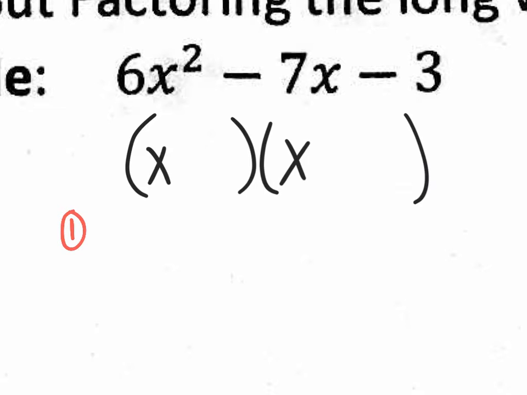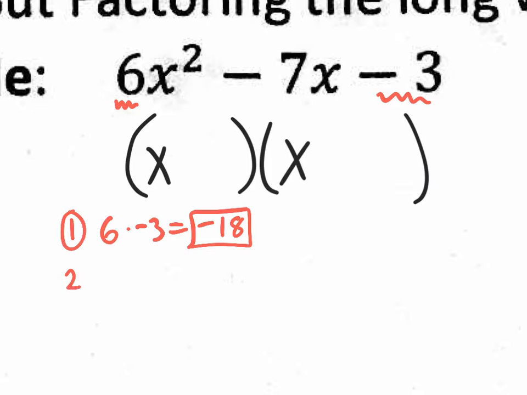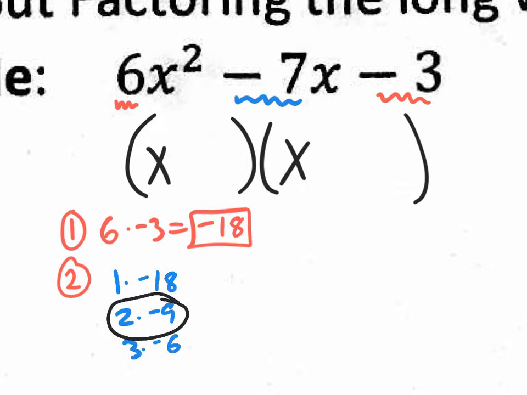Step 1 was to multiply a times c. A is 6, c is negative 3. 6 times negative 3 is negative 18. That's our answer for step 1. Step 2 is to think of the multiples of negative 18 that combine together to give you the b value, which in this case is negative 7. So even if you don't know, you could just start writing 1 times negative 18, 2 times negative 9, 3 times negative 6. And the correct pair of numbers that combines together to give you negative 7 would be 2 and negative 9.